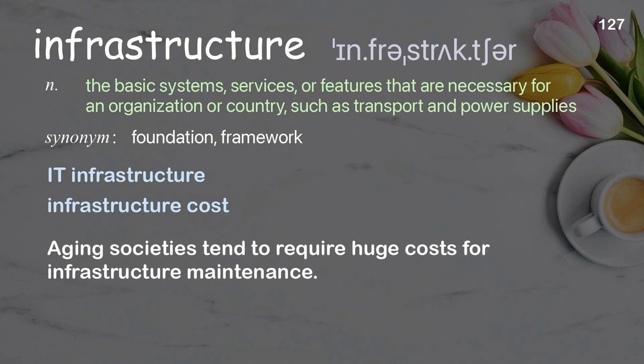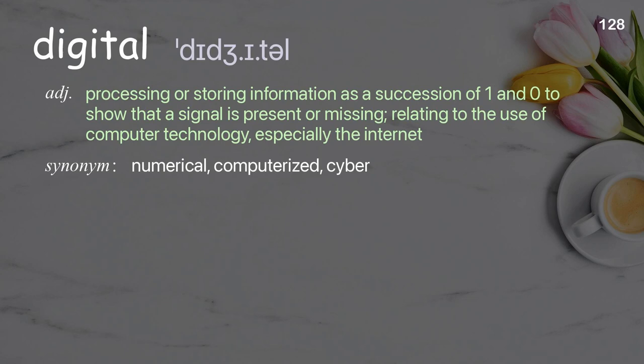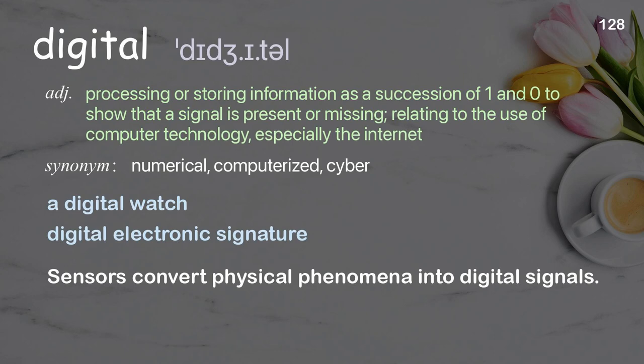Digital. Processing or storing information as a succession of 1 and 0 to show that a signal is present or missing; relating to the use of computer technology, especially the Internet. Examples: A digital watch. Digital electronic signature. Sensors convert physical phenomena into digital signals.